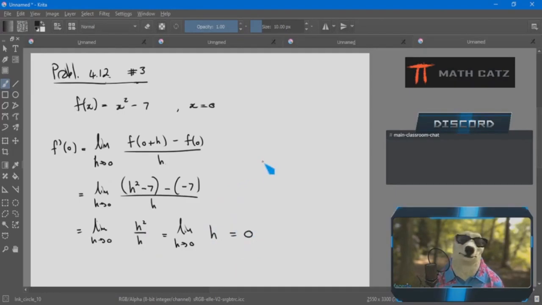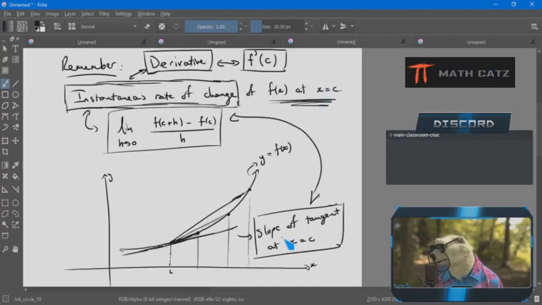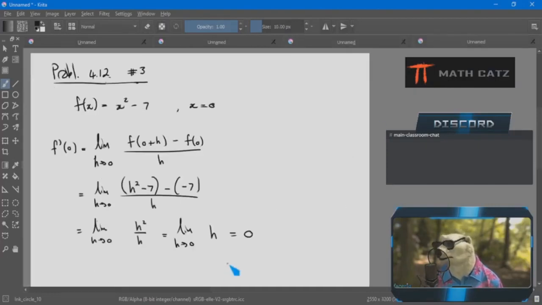So now I can say many things here. The derivative at 0 is 0. The instantaneous rate of change of the function when x is equal to 0 is 0. All kinds of things. And if I think about the graphical interpretation, I can say the slope of the tangent line at that x value is 0. Well, does that make sense?